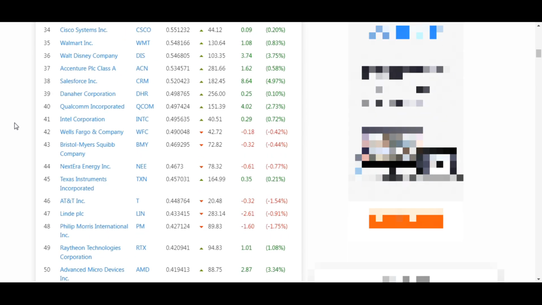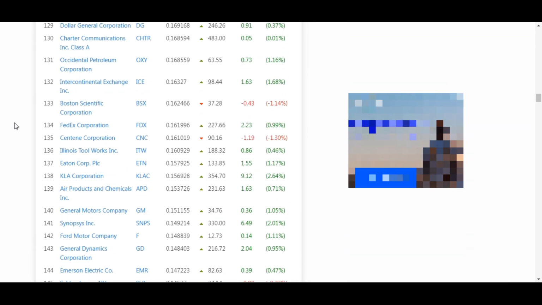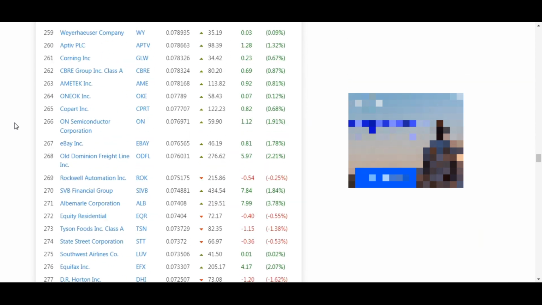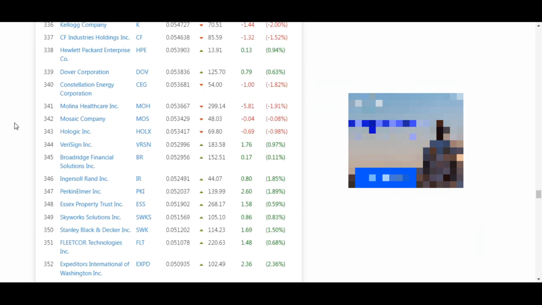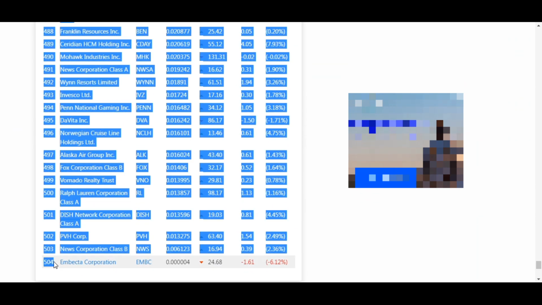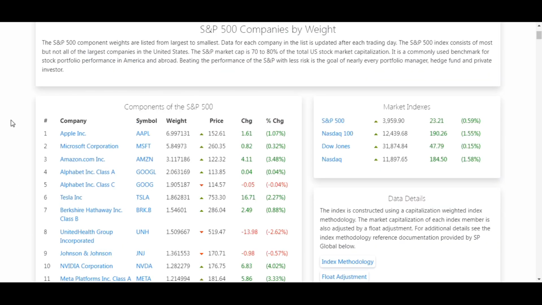So this is a very long list, with more than 500 companies. Let me show you how many companies we actually have in the S&P. There are 504 companies, as per this particular platform. So we have seen that there are 504 companies in the S&P 500 index, but each and every company has a different weightage.